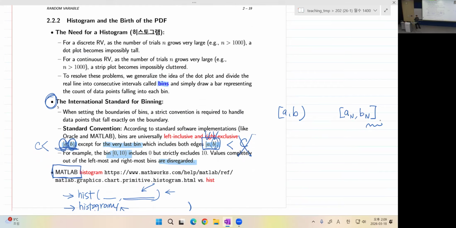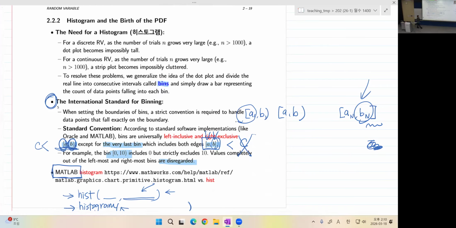And something weird in the histogram, the international standard is that if your sample goes out of this last bin, so you have some sample greater than B sub n, that is dropped. So it's strange. As an engineer, I really hate that idea. Also, if you have the first bin, then if your sample is smaller than A1, that is also dropped. So be careful.